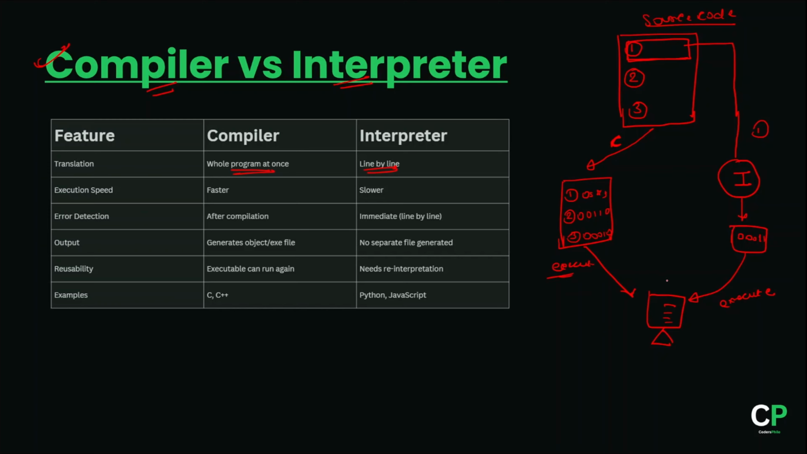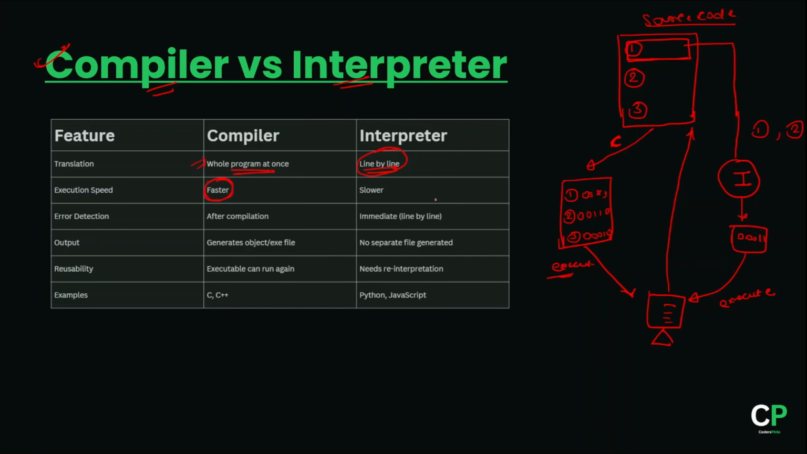Again it will take line number 2, convert it into the machine language, and then execute it. So in case of the interpreter, the translation of the code is done line by line, but in case of the compiler, the whole program is converted into the machine language at once. So due to the difference in the nature, how does the translation occur?